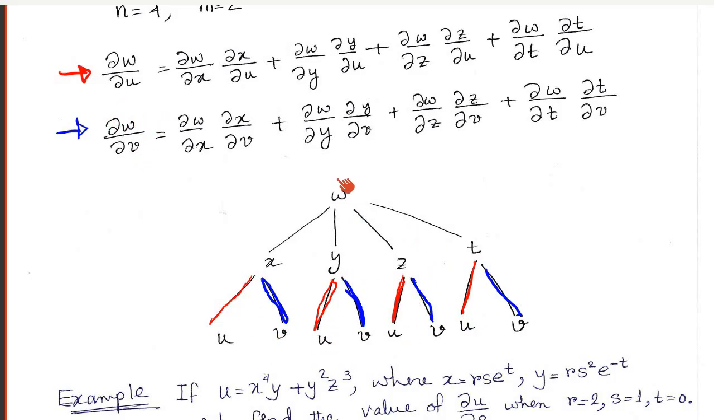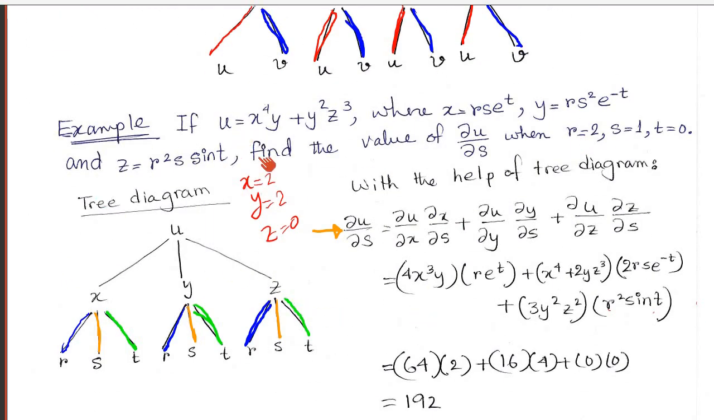Derivation of w with respect to v. So look at the blue segments: dw by dx dx by dv, dw by dy dy by dv. Third segment, dw by dz dz by dv. Fourth segment is this, dw by dt dt by dv.